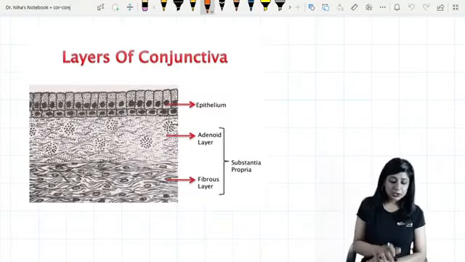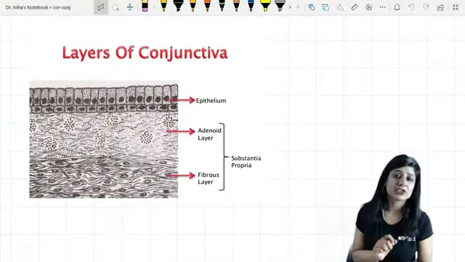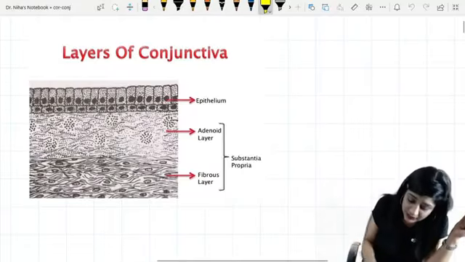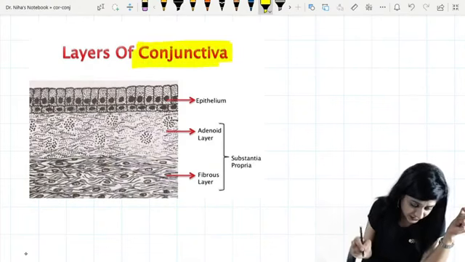All right. So first of all, if you look at this, we have the layers of the conjunctiva. So if you start with this conjunctiva, what do you mean by this conjunctiva?